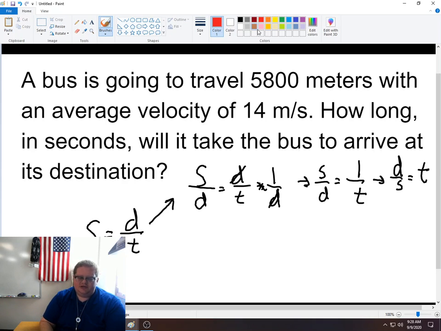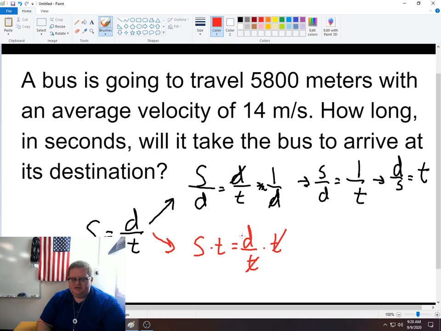I would actually do it this way, though. I would multiply both sides by t. So you have speed times time equals distance divided by time. When I multiply by time, this goes away. And so I get speed times time equals distance. And then to get t by itself, divide both sides by speed. Time is distance divided by speed.